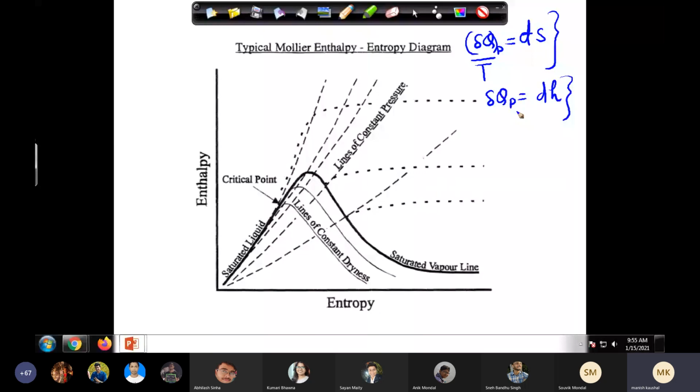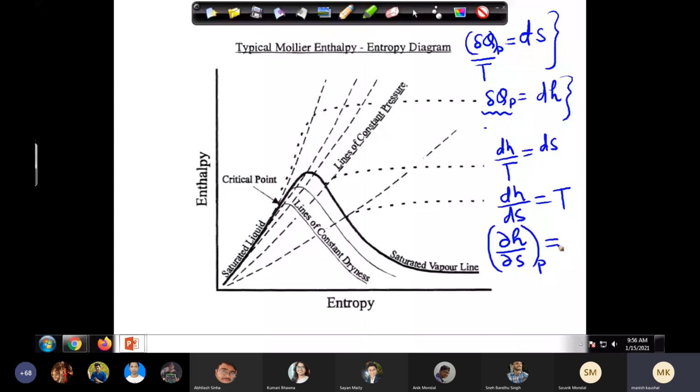Now what else? If you replace this dou Q P with dH, then what we get? dH by T is dS. So dH by dS is T. Do you think anything is wrong here? Not wrong, but something missing. Remember, we have done this process at constant pressure. It's a partial derivative. You have to write it this way: dou H by dou S at constant P, because this relation is only valid if we are doing the process at constant pressure.